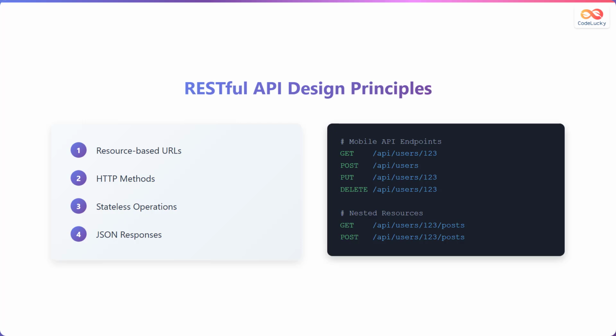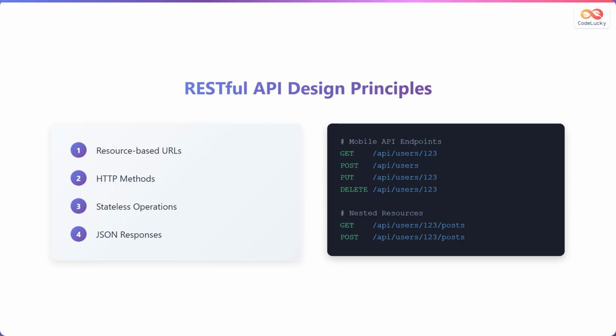Representational state transfer, or RESTful API design, follows several key principles. First, use resource-based uniform resource locators, or URLs, to identify and manipulate resources. Second, leverage hypertext transfer protocol, or HTTP methods such as GET, POST, PUT, and DELETE to perform actions on these resources. Ensure that operations are stateless, meaning each request from the client to the server must contain all the information needed to understand the request. Use JavaScript Object Notation, or JSON, for responses, which is a lightweight data interchange format that's easy for both humans and machines to read and write.